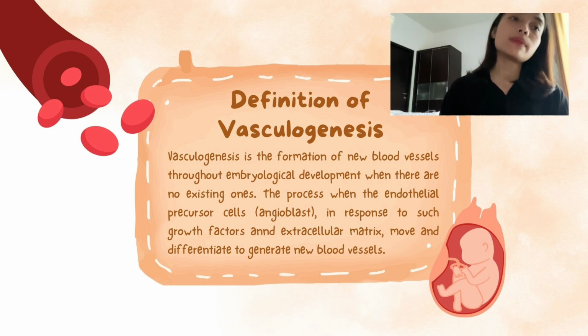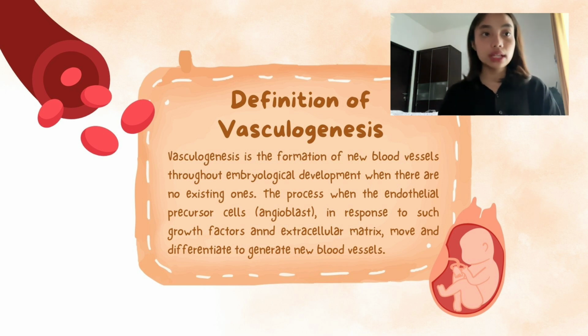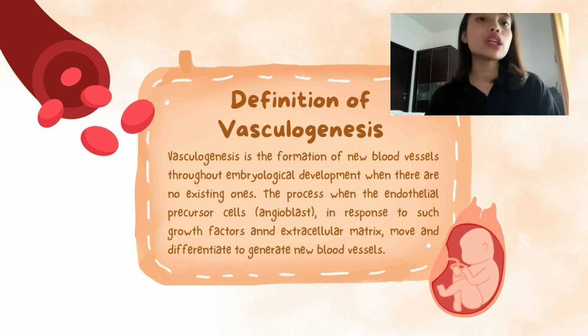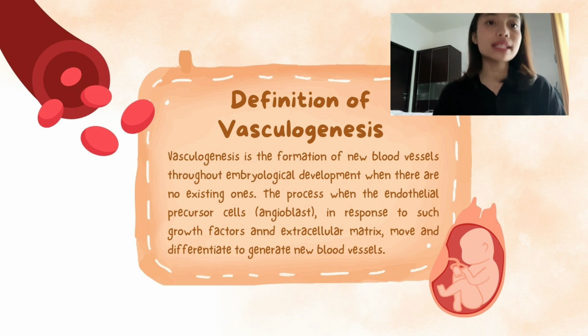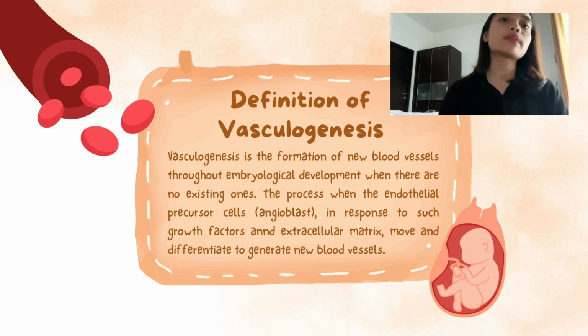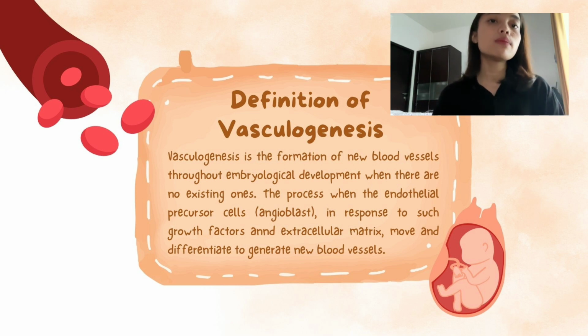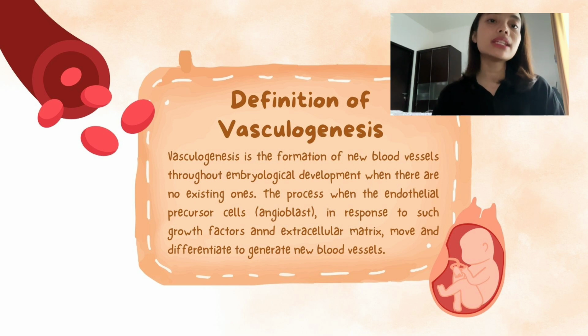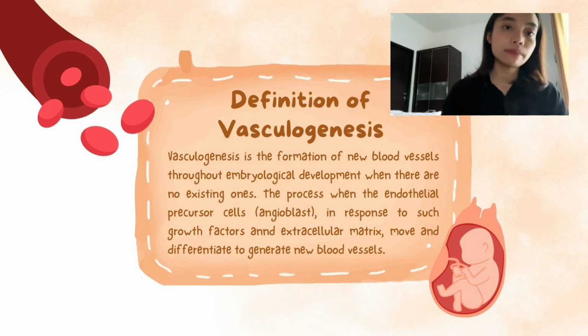So now I'm going to present about the definition of vasculogenesis. Vasculogenesis is the process of blood vessel formation which occurs by de novo production of endothelial cells and their establishment into vascular tubes throughout embryological development. Vasculogenesis is the formation of new blood vessels when there are no existing ones, the process that begins to develop the circulatory system.